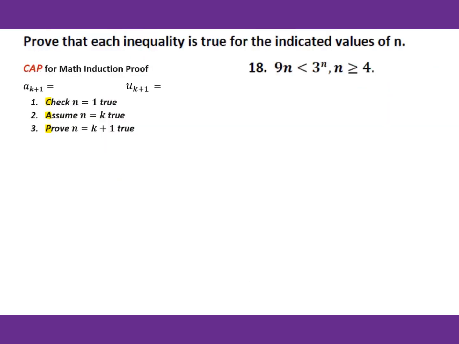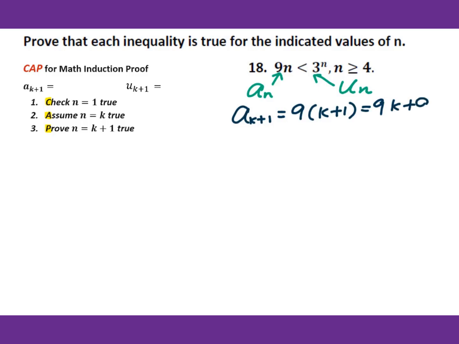Now let's go to number 18. We want to prove 9n less than 3 to the nth power for n greater than or equal to 4. Assume this is a sub n and the right side, that's u sub n. So we work out a sub k plus 1 equals 9 times k plus 1, means 9k plus 9. U sub k plus 1 equals 3 to the k plus 1's power.